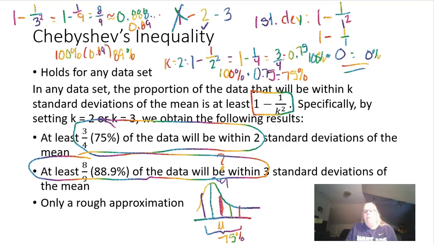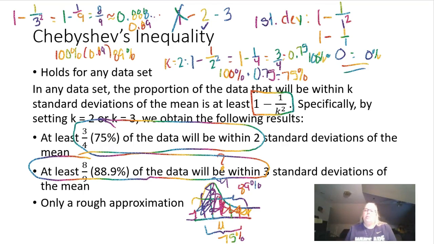And that means if we move a 3rd standard deviation to the left and a 3rd one to the right, we can be pretty certain that this is going to be about 89% of the data, and that's going to be from here all the way over to here.